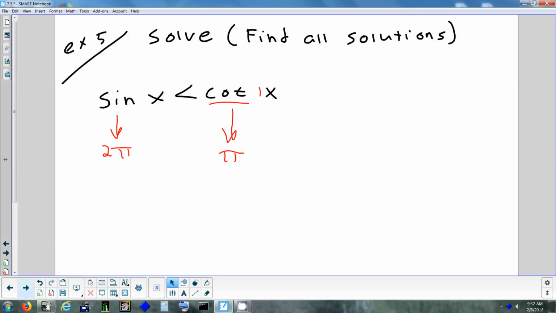And Juliet, least common multiple of 2 pi and pi? 2 pi. So once you write your intervals, put plus 2 pi n on each interval. Now we need to graph it.